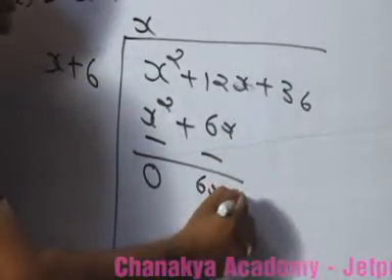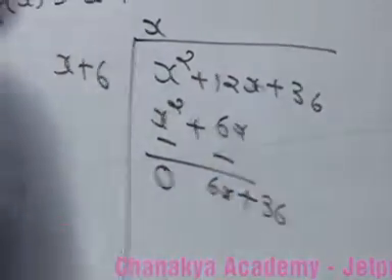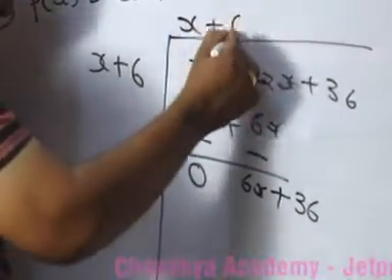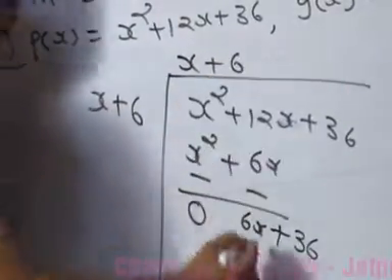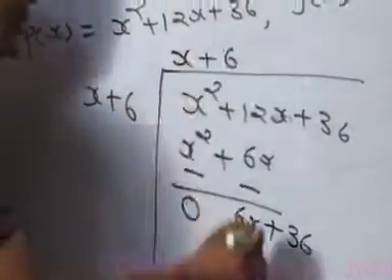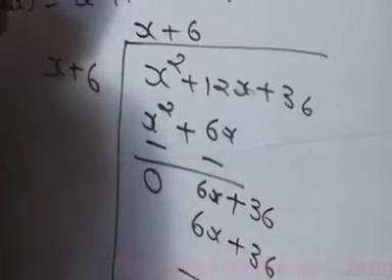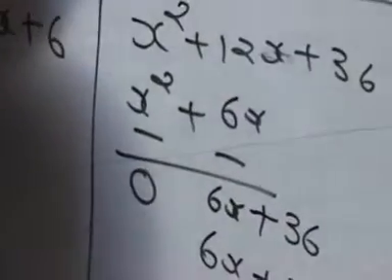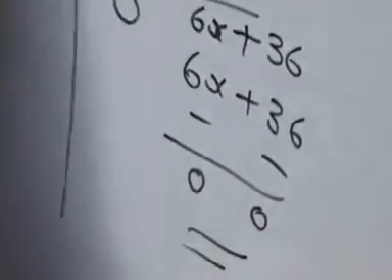Now carrying 36 downside, again x should be multiplied with 6 to obtain 6x. 6 6s are 36. Now again we have to change the sign. Minus minus, 0 0.